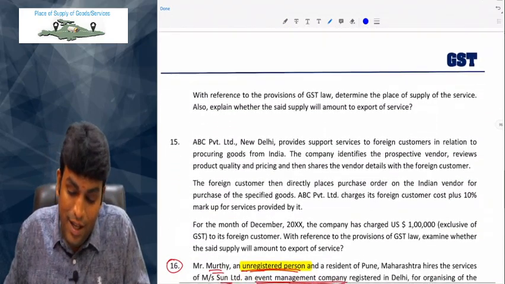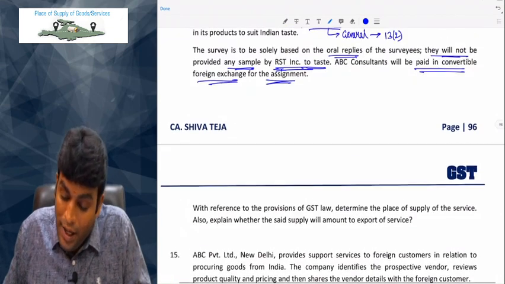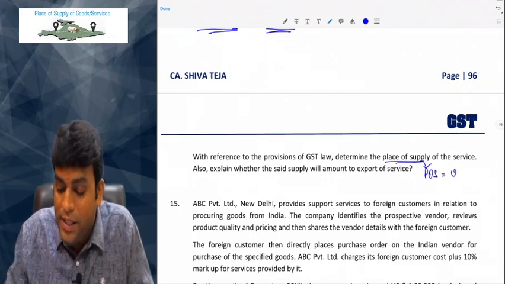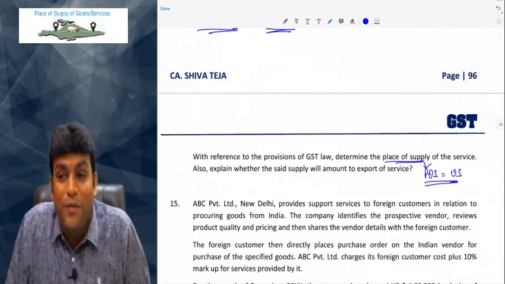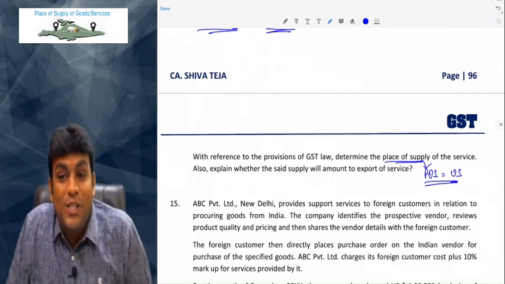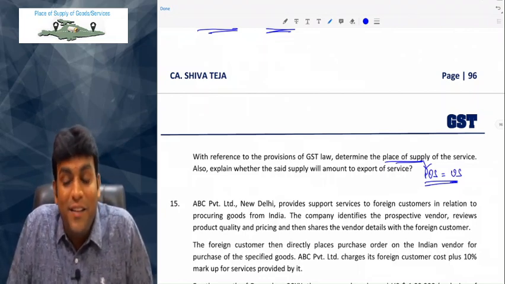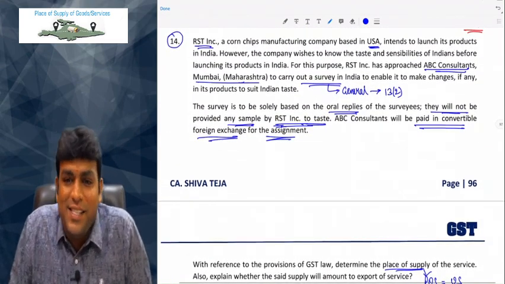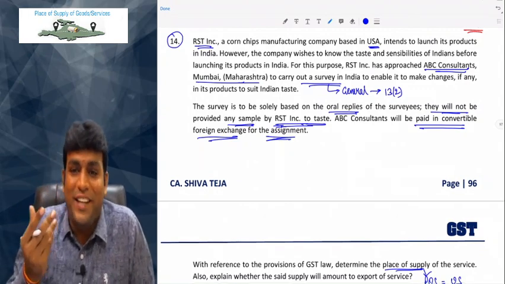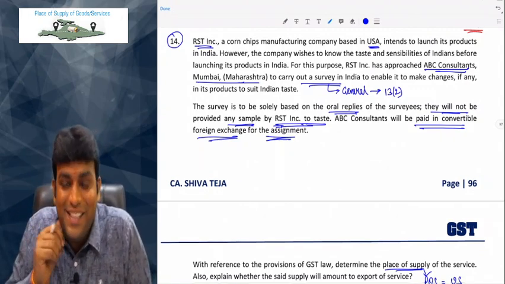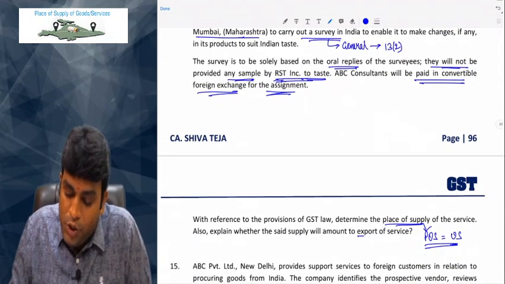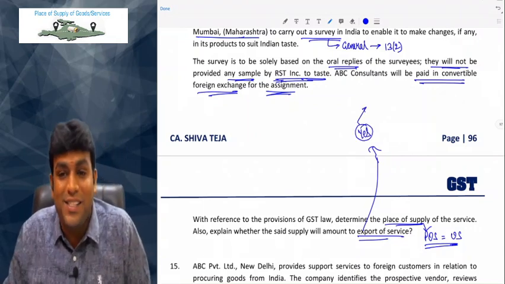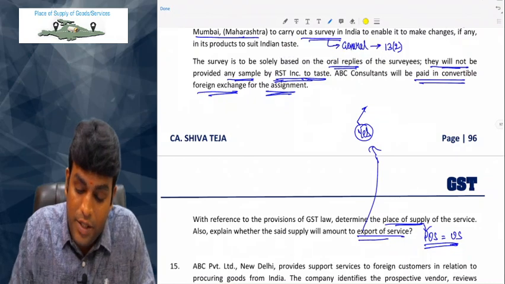With reference to provisions of GST law, determine place of supply of service. Obviously, place of supply will become US, my dear friends, because place of supply is the location of recipient, and if the location of recipient is not available in the ordinary course of business, then we call it location of supplier. But here obviously ABC Consultants will have the address of RST Inc. That's why place of supply is US. Explain whether the said supply amounts to export of service. For this also, my answer is yes, my dear friends. But why? That is important.